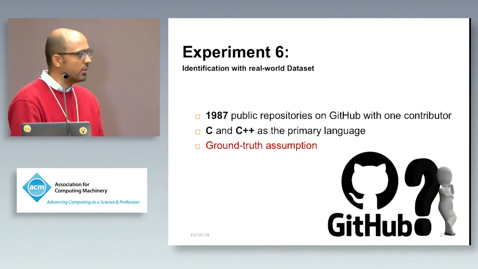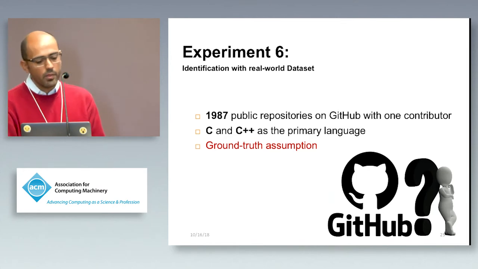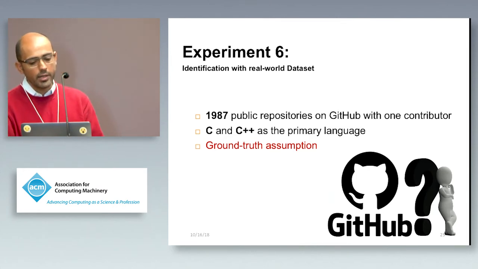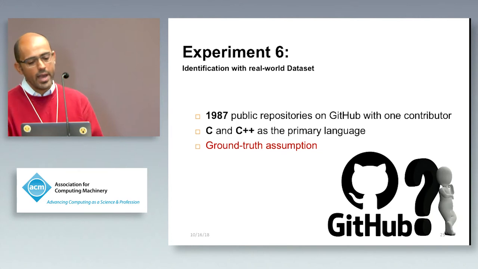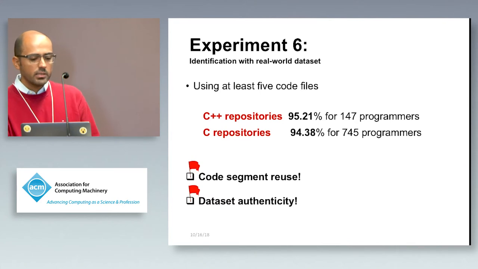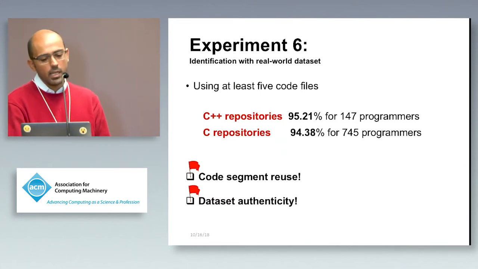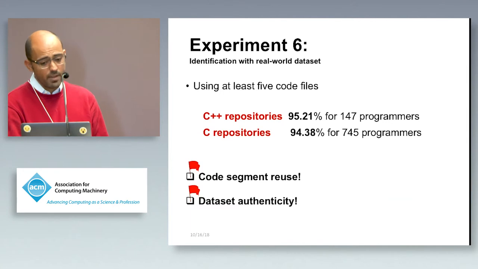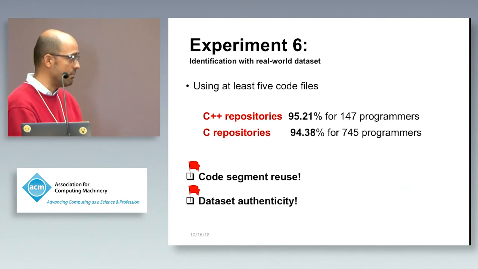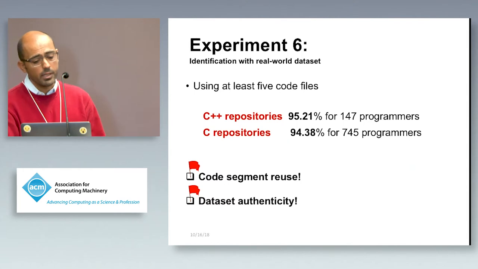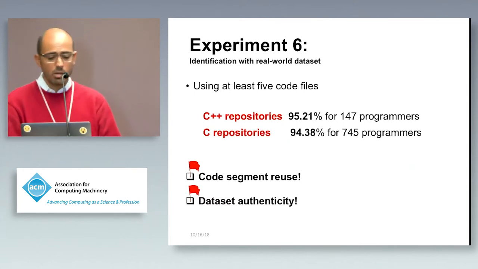A final experiment is to look into identification in the wild. For that, we start with about 2,000 public repos on GitHub with one contributor. They have C and C++ as the primary languages. The ground truth assumption that you have to live with here is basically one contributor. The results here, using at least five code files, show 95% accuracy for C++ repos for 147 programmers, and 94.38% accuracy for the C repos for 750 programmers, more or less.